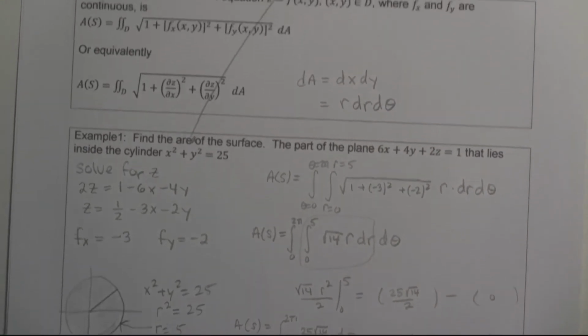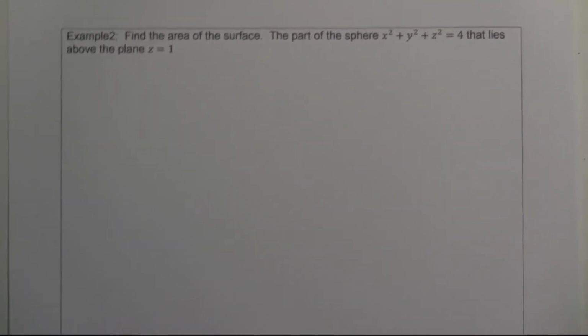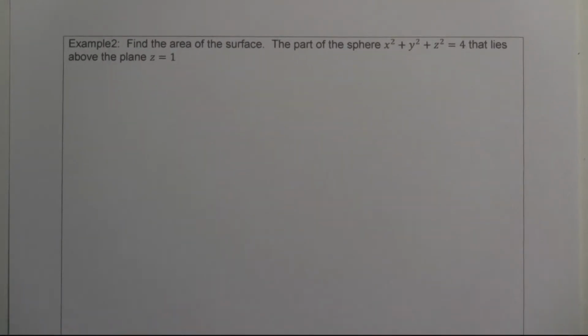And so we're going to look at our next example here, example 2. It says, find the area of the surface, the part of the sphere x squared plus y squared plus z squared equals 4, that lies above the plane z equals 1. And so that's what we're trying for.